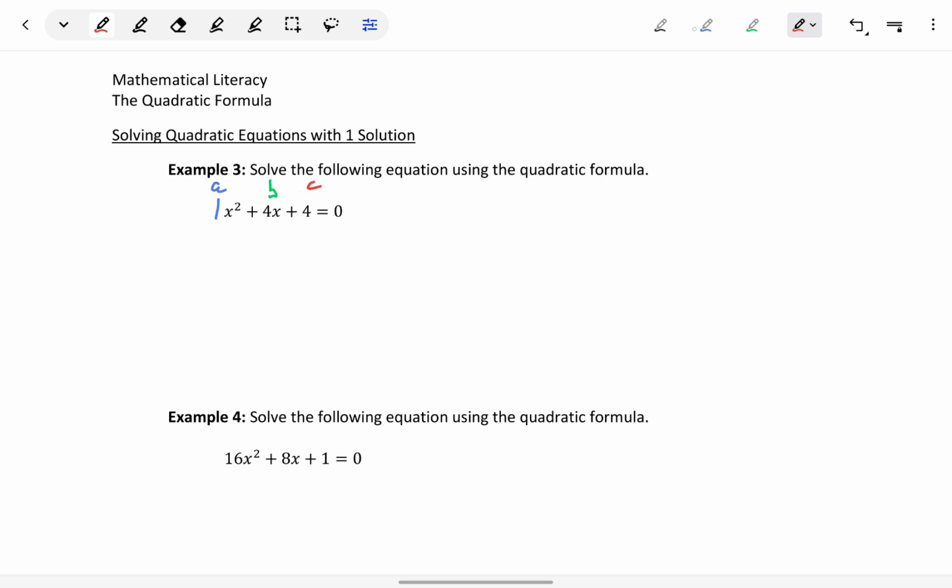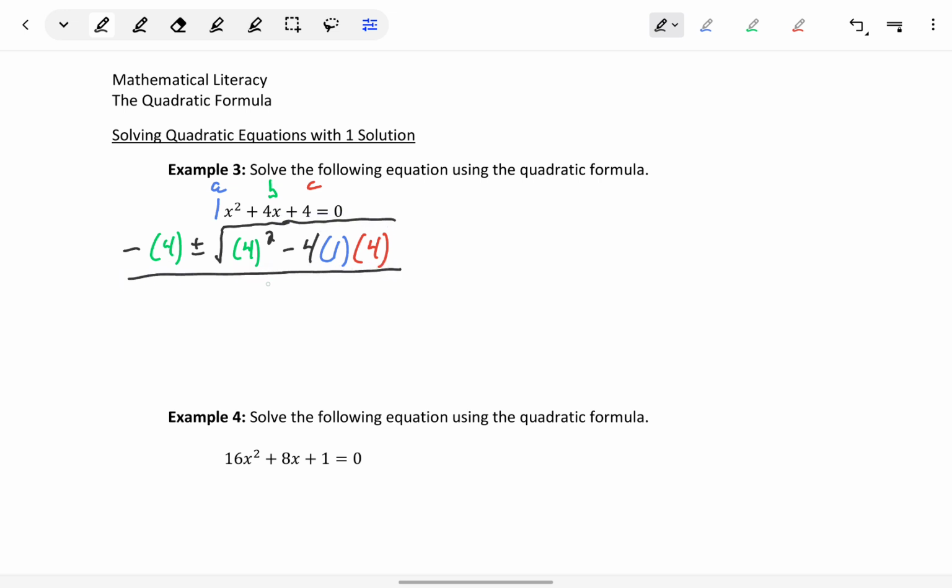Each of those coefficients, again, give us our values for a, b, and c. So setting up the quadratic formula will give us negative 4, which is our value for b, plus or minus the square root of b squared. So that'll be 4 squared minus 4 times a, which in this case is 1, times c, which will be 4, all over 2 times a, which will just be 2 times 1, or 2.